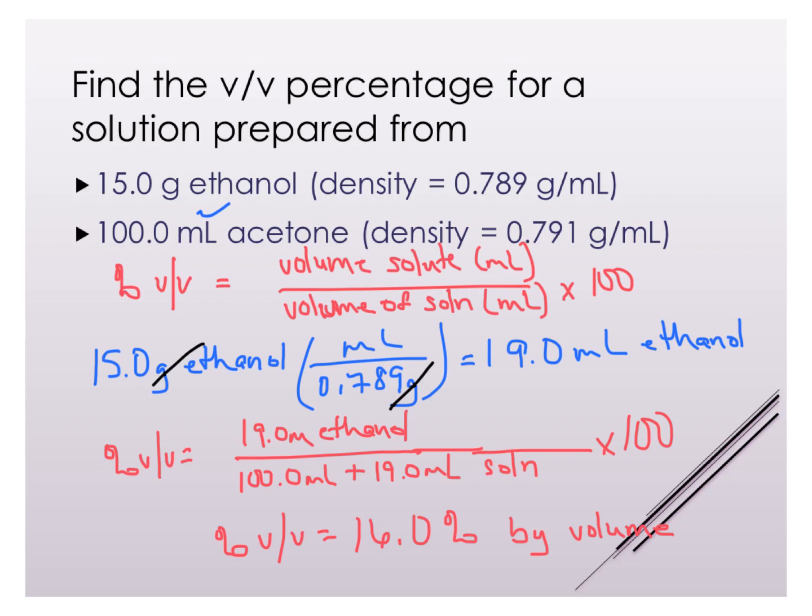I can then write a relationship with this information because now I know I have 16% by volume. I can say, well, I have 16 grams of the ethanol in 100 grams of solution. So now a relationship that I can use in other problems.